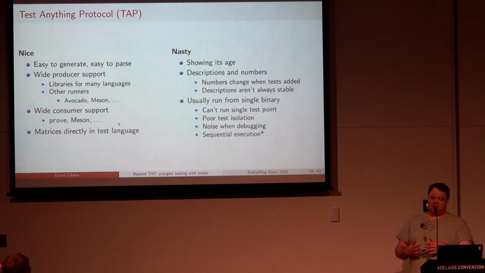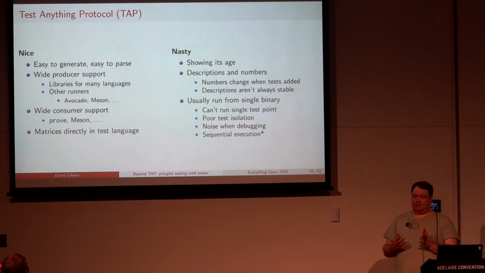The tests have numbers and descriptions, but not a sort of ID. And if you insert new tests in there, the numbers will change. Descriptions aren't always stable. There's nothing guaranteeing that the description is identical if the test fails or passes, which is a bit ugly. And you're usually running a bunch of tests from a single binary, so you can't run a single test point on its own. You've got poor isolation between the tests. All the other tests provide noise for when you're debugging one of them. And they run in sequence. That's not strictly true. There are ways of running them in parallel. The recent versions allow you to do that, but the libraries still tend to encourage you to run them sequentially.